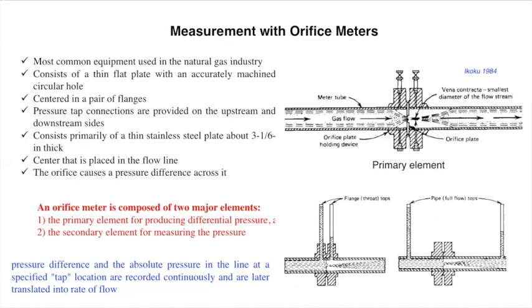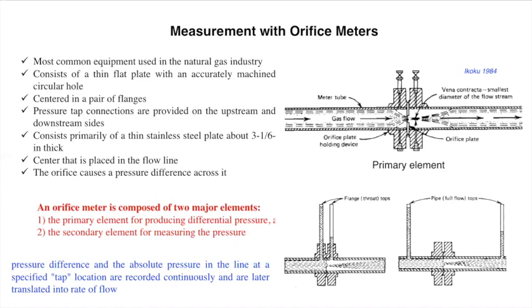Second is the elbow turbine, and there may also be positive displacement flow meters, like reciprocating or rotary, right? We'll discuss these later, but here I am just showing you the kind of measurement being used in the industry: the orifice meter, which is also called a differential flow meter. This orifice meter is widely and most commonly used.